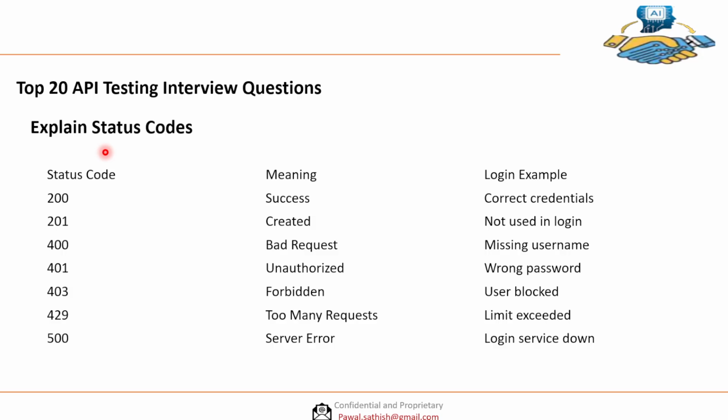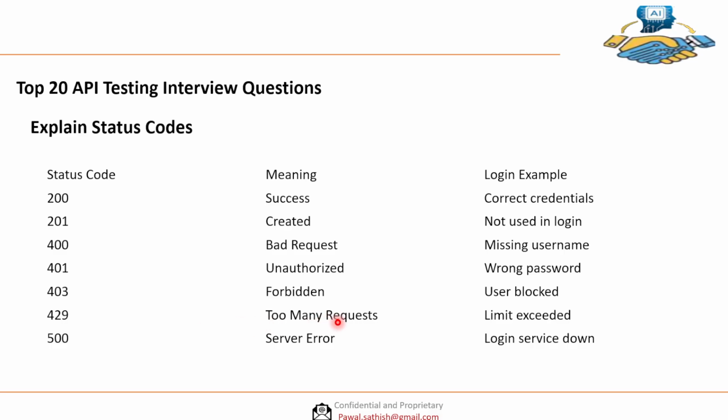What are the different status codes we use when we are doing API testing? Here you can see 200 means success, correct credentials. 201 means created. Then 400 means bad request. 401 means unauthorized. Then 403 is forbidden.